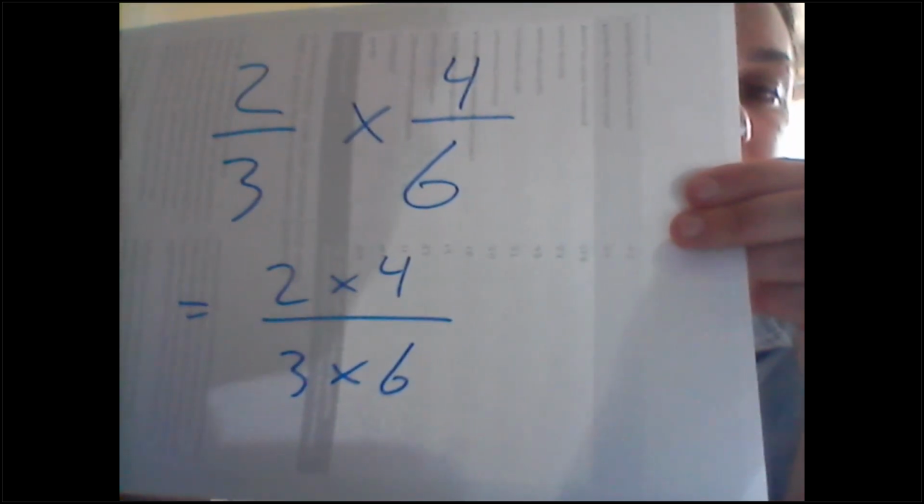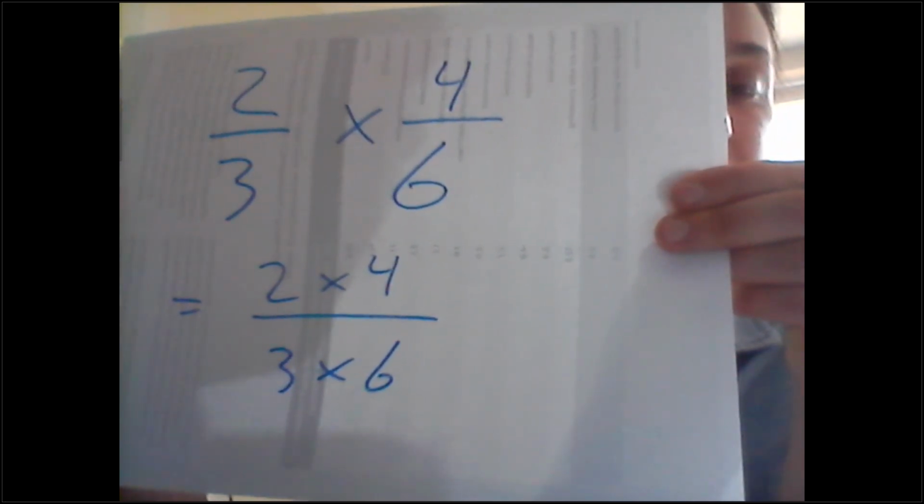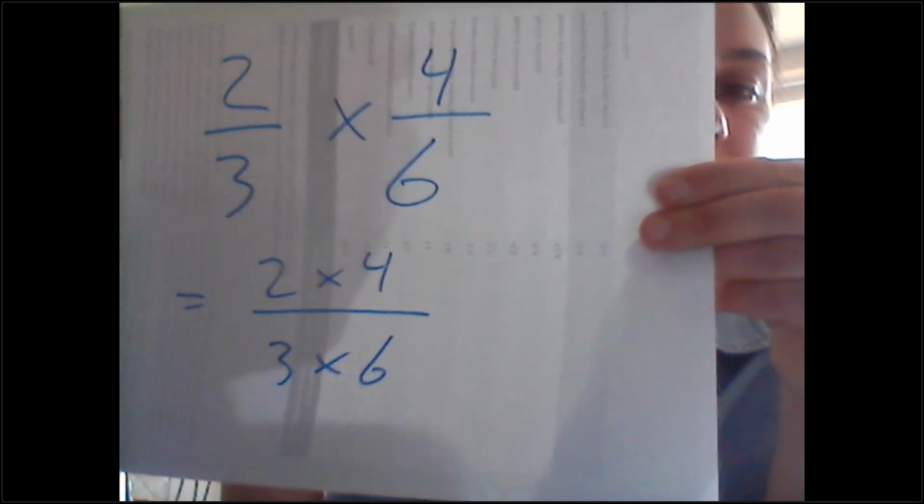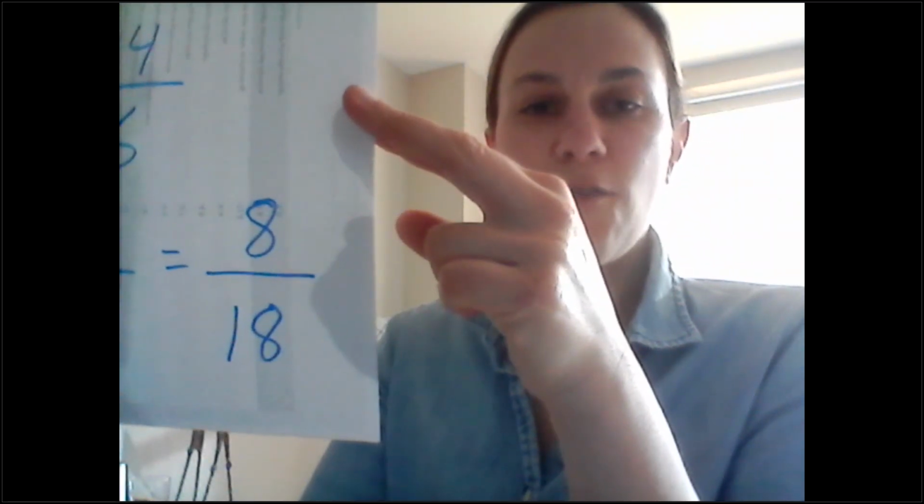So here I've taken the two fractions, and when I need to multiply them together, I multiply the numerators. So I multiply the 2 and the 4, and then I multiply the denominators, the 3 and the 6. And again, I like to rewrite it just so that I remember it's numerator times numerator, denominator times denominator. So when I go ahead and do this math, 2 times 4 is 8, and 3 times 6 is 18. Okay, so I get 8 over 18.